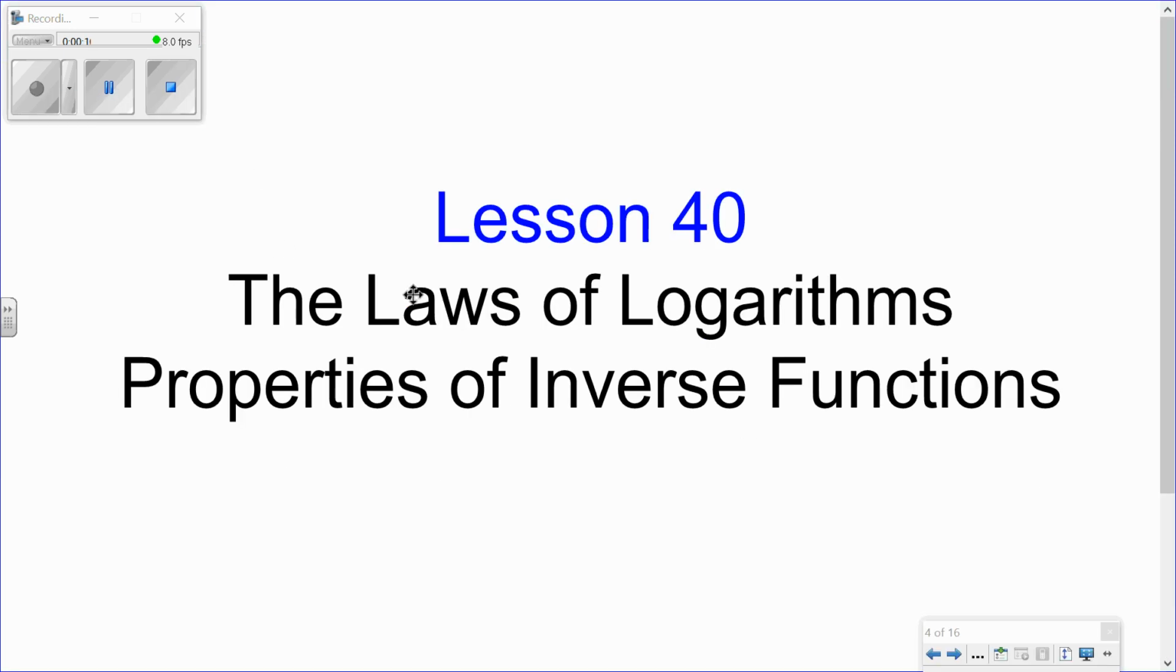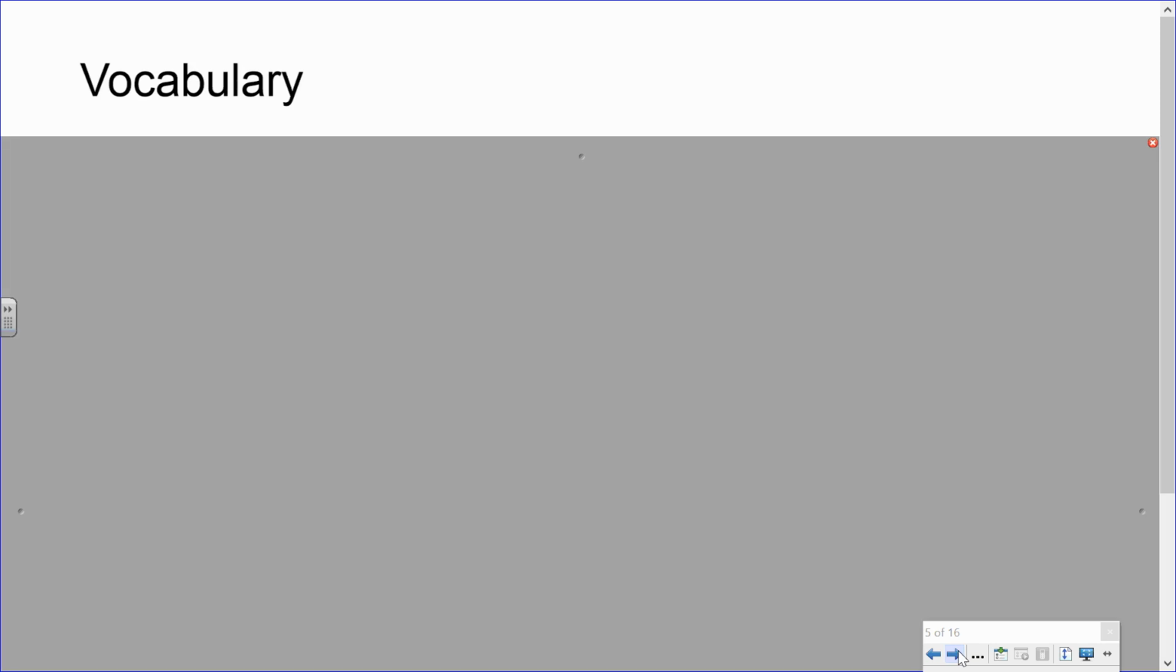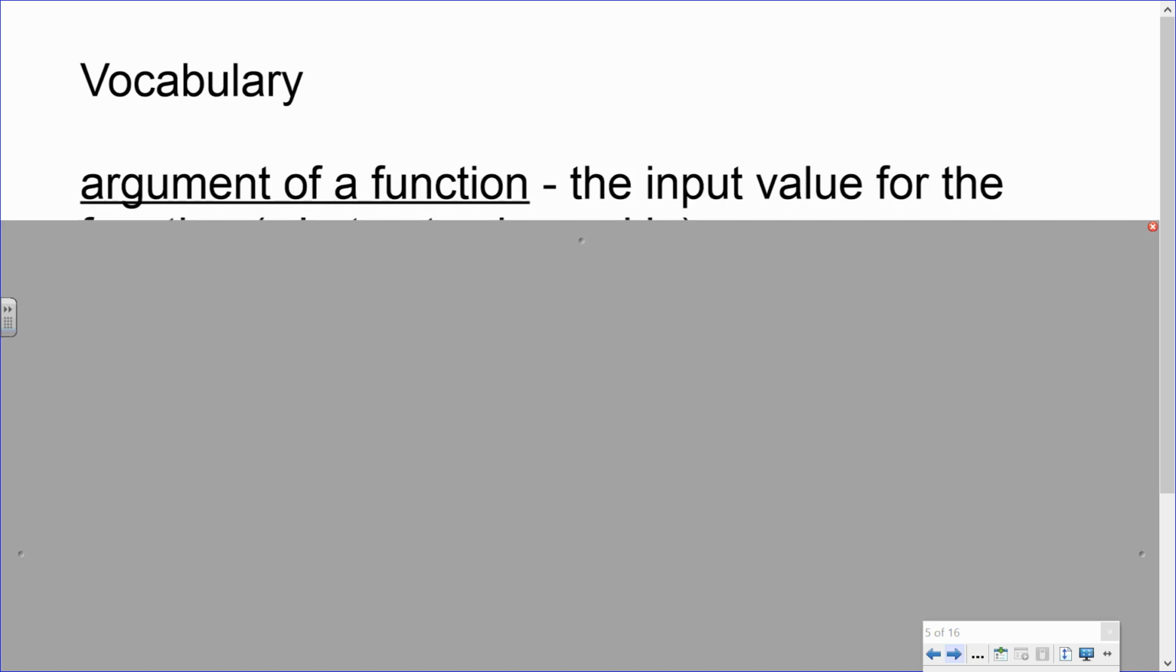Okay, then our new lesson today, lesson 40, we're going to be reviewing the laws of logarithms that you learned and worked with last year. And we're also going to be talking about inverse functions. So as we get started here, let's go over a little bit of vocabulary. This is pretty much all review at this point.